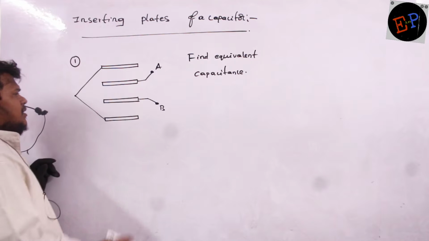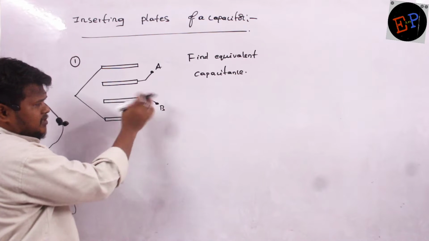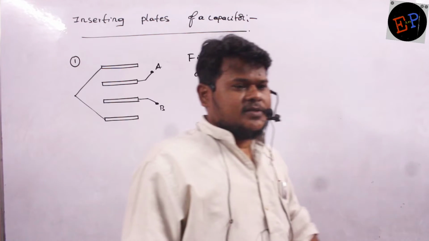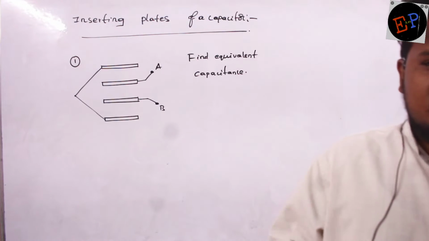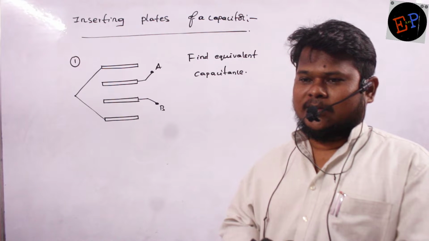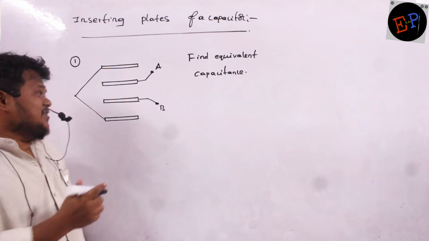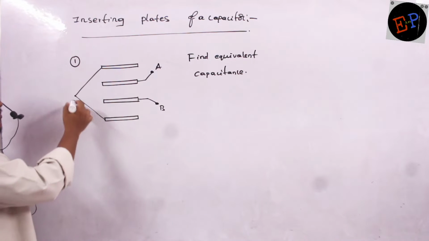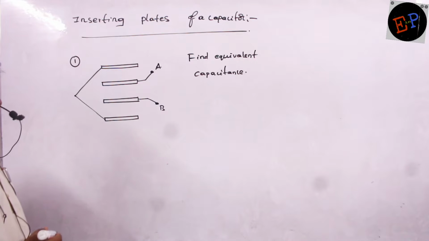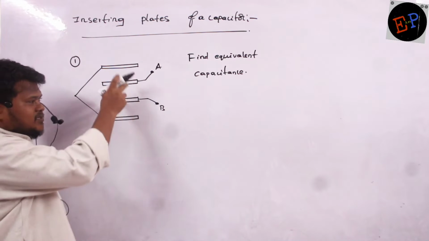Clear, no? And where are the terminals which are present? Terminals are A and B. What is meant by terminals? Terminals means a battery connection is present between A and B. Okay? And here these two plates are connected by a connecting wire also.